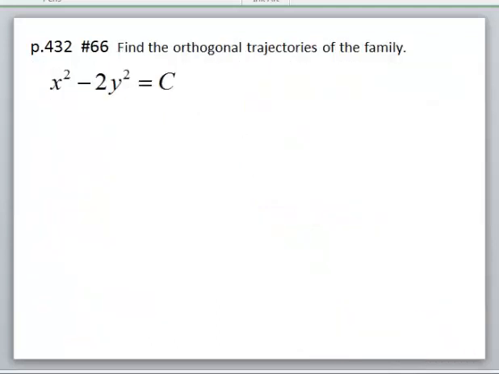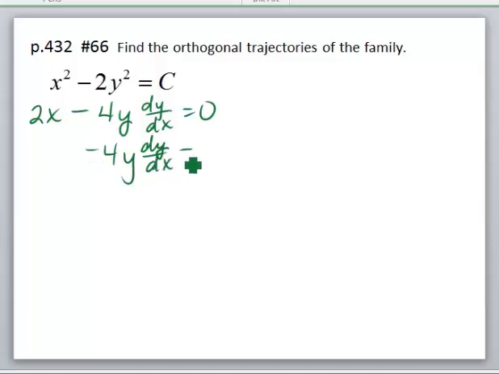In this next problem, it starts to talk about finding orthogonal trajectories again. Remember, orthogonal means perpendicular. So what we're going to want to do is find the derivative first. So I will do that with respect to x. I'll solve for the derivative, which gives me the slope of the tangent line anywhere on the graph. So then I get dy over dx is equal to x over 2y.